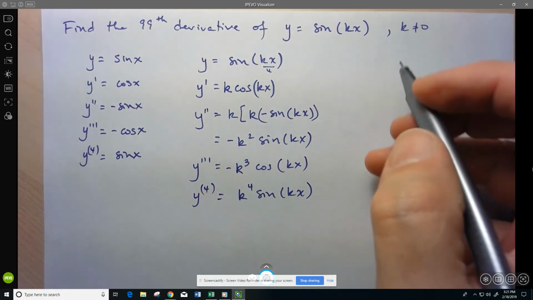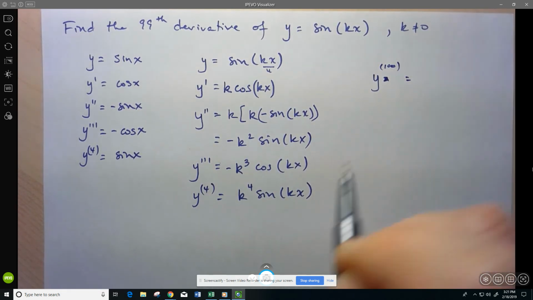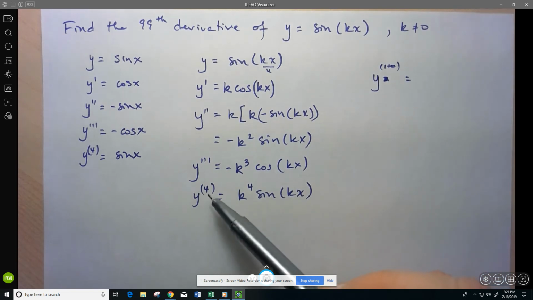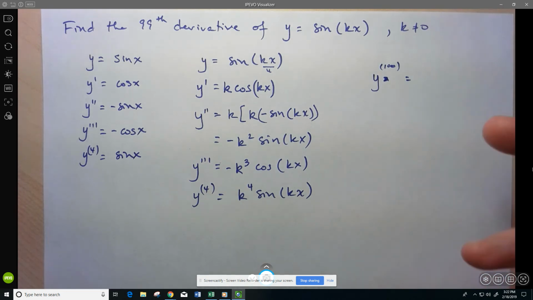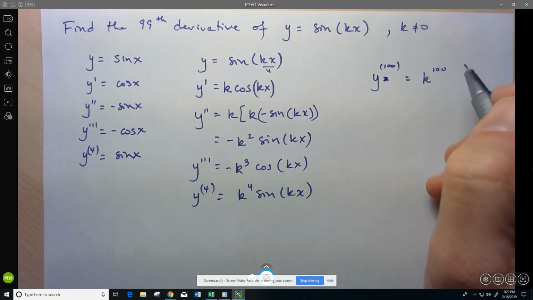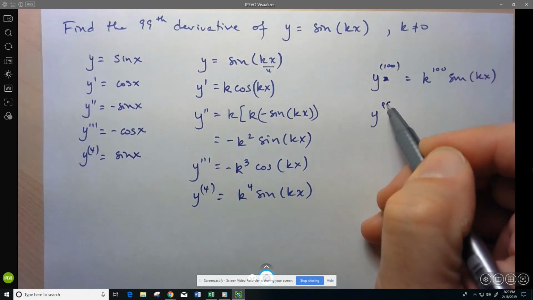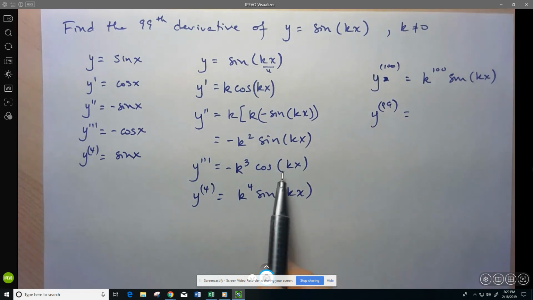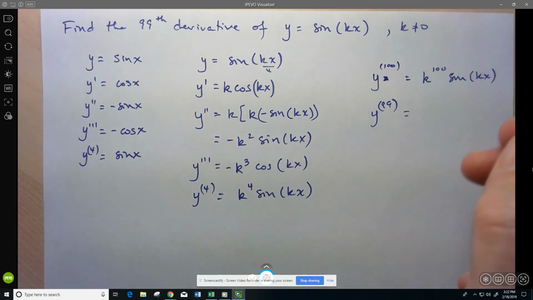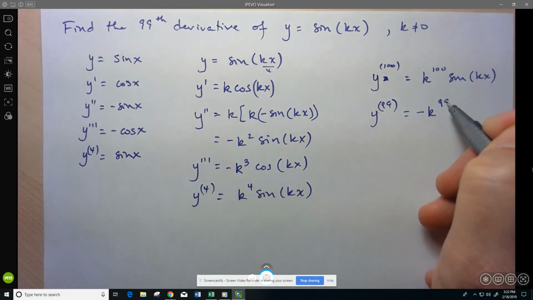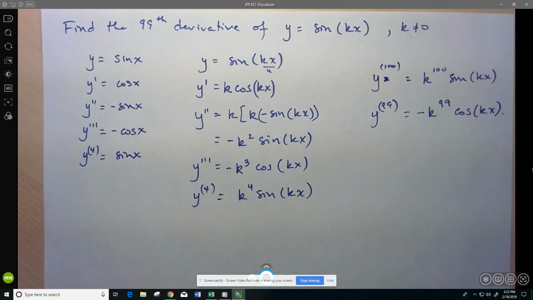Well, if I had the 100th derivative, well, remember, it repeats itself every 4 derivatives. So at 100, which is divisible by 4, what would I end up with? I'd end up with k to the 100 times sine of kx. So I'm just going one below that, the 99th derivative. Okay, so that means I'm going to be at this position here, 1 before the repetition of the 4th, so I'm going to end up with negative k to the 99 times cos of kx. All right, and there's my answer.